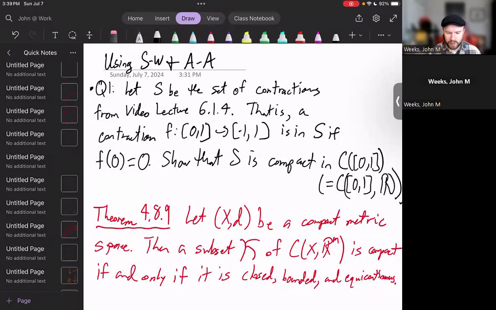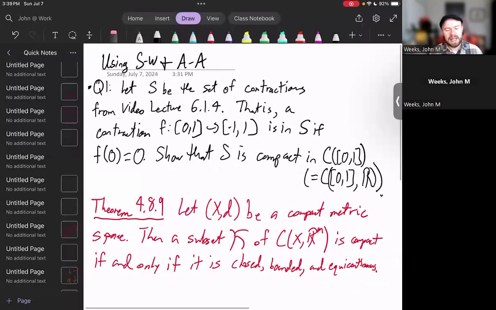Take a look at question 1 here, which might be a bit familiar. Let S be the set of contractions from video lecture 6.1.4, also the one in video lecture 7.0 that we went through and dove into a bit more. That is, a contraction with domain [0, 1] is inside of the set S if, when you evaluate it at x equals 0, the y value you get out of it is 0. Show that S is compact inside of the set of continuous functions from [0, 1].